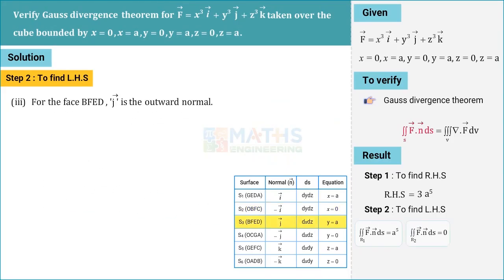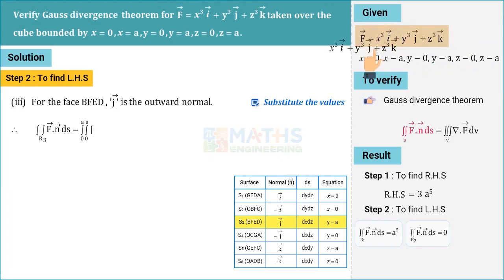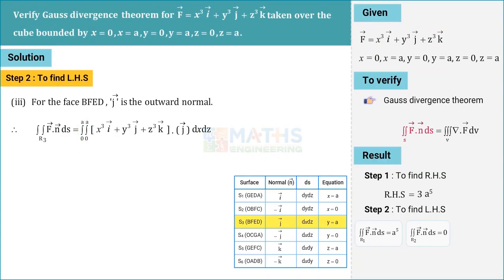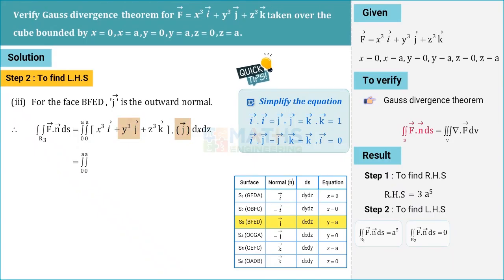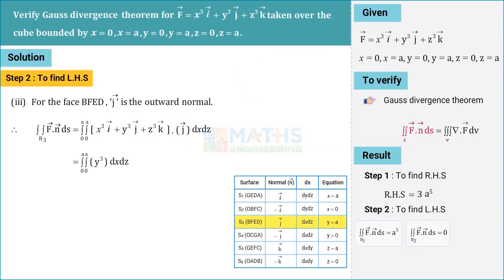Now let us consider the third surface. Here the normal is j vector. The integral value is equal to double integral. We replace F vector value dot n vector value dS value. Here the limit of x varies from 0 to a. Limit of z varies from 0 to a. We apply dot product, so we multiply the jth components together. We get y cube. The remaining term becomes 0. What is y value here? y is equal to a. So we get a cube.